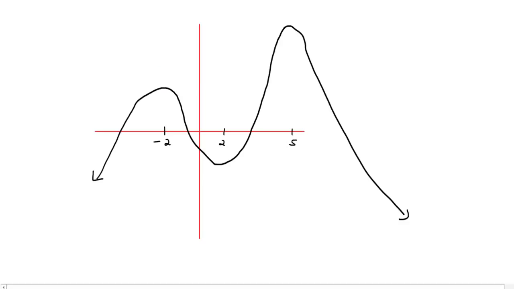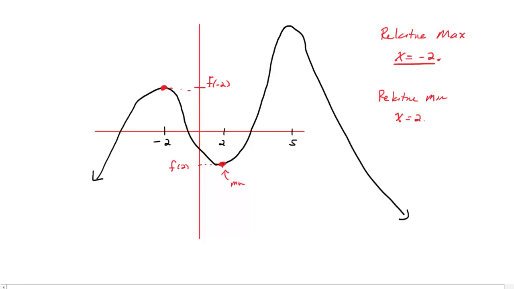So this guy right up here, we'll call this value f of -2. F of -2 is going to exist here, and hopefully we see that he is a relative max. And this is going to be when x equals -2. So we have a relative max value at x equals -2. Hopefully we can recognize down here that at f of 2, this value is going to be a min. So we have a relative min value. And we have a relative min value at x equals +2.